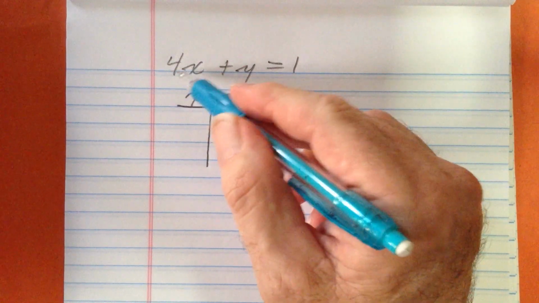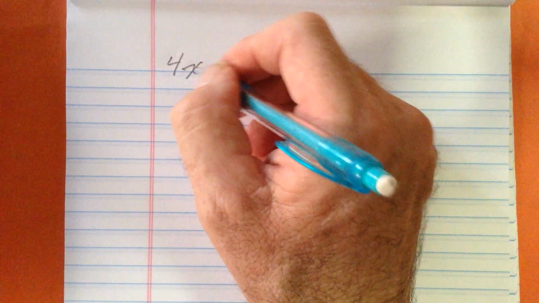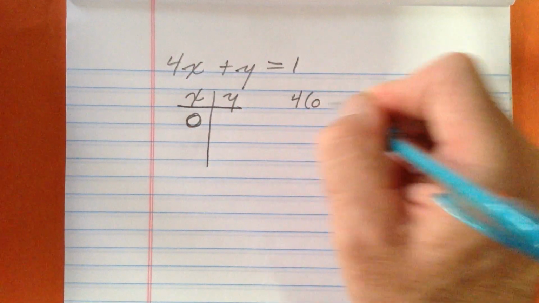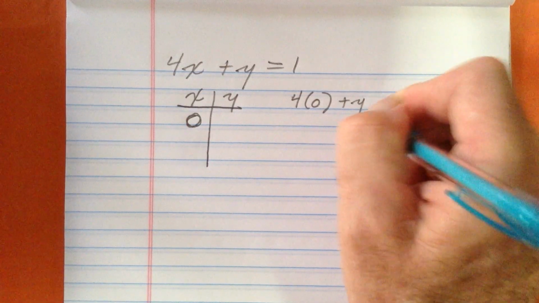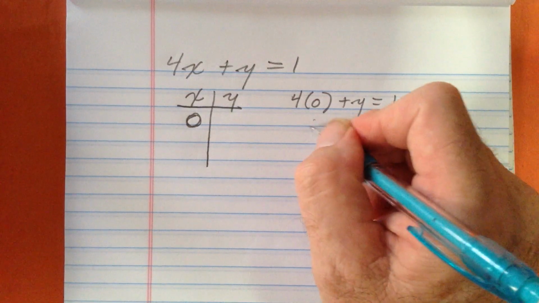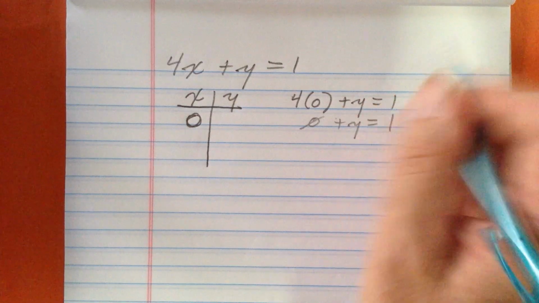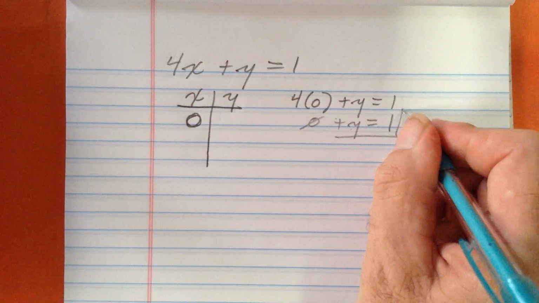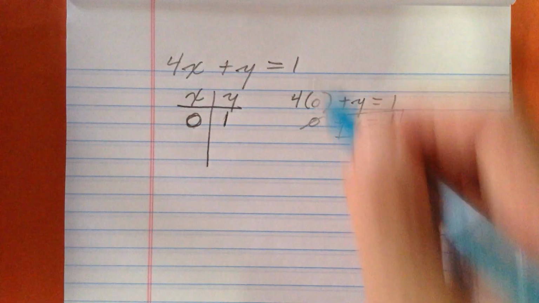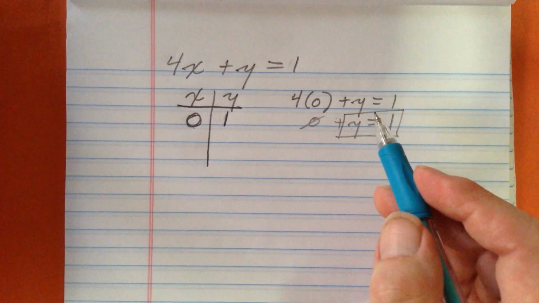And I want to see if 4x, let's try 0. If x is 0, what would be the y? So if 4 times 0 plus y equals 1, well 4 times 0 is 0. So that's 0 plus y equals 1. Well, that's gone, so we're left with just y equals 1. So if x is 0, y has to be 1 for this side to be 1. So that was easy. But now I got to find a second point.